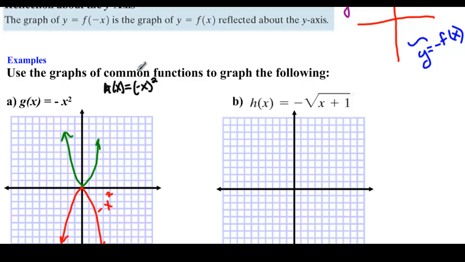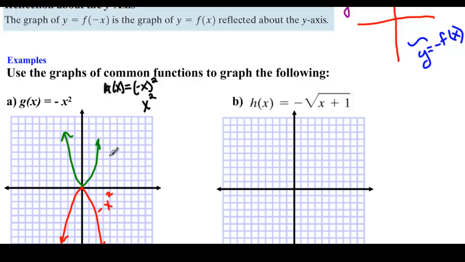If we had the parentheses and had the negative inside the parentheses, negative x squared, putting the negative with the x means that we would need to flip it left and right or reflect it left and right. However, whenever you do that, because there is symmetry, if you flip it left and right, it's going to land on top of itself. So this is exactly the same as just x squared. So the green here would represent just x squared, as well as parenthesis negative x close parentheses squared.